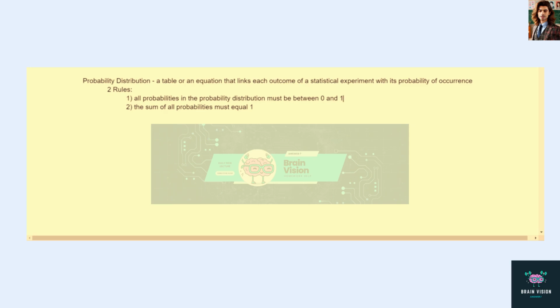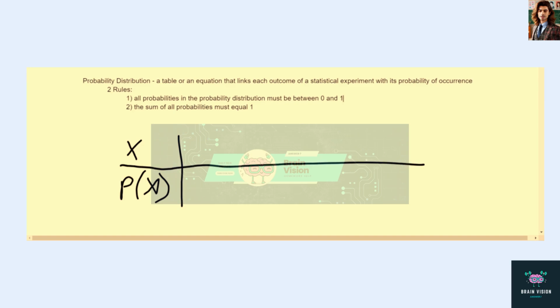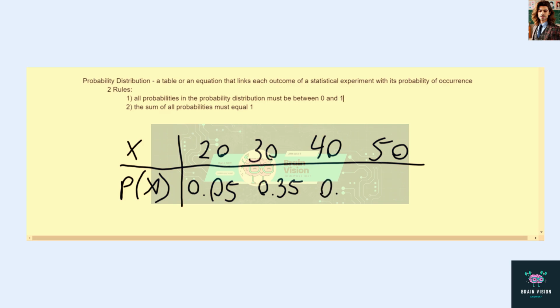Now, our example for today, as I will draw out now, is as follows. We have X, our event, on top, and our probability on the bottom. So our X's today are 20, 30, 40, and 50. And our probabilities are 0.05, 0.35, 0.4, and 0.2.